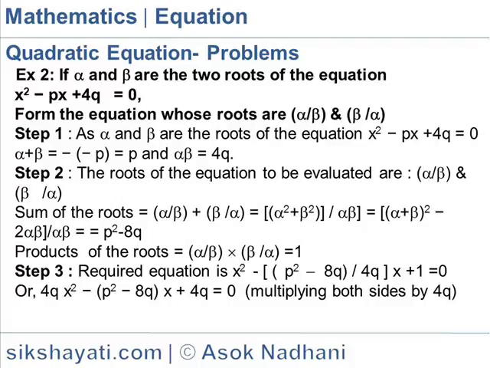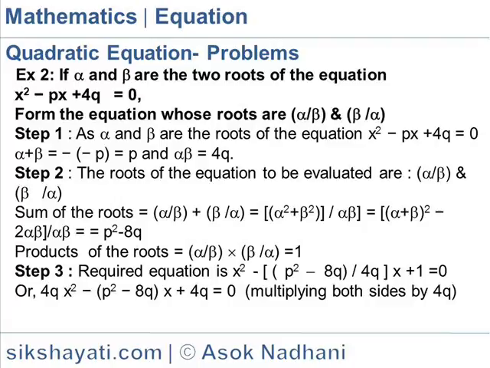Sum of the roots, alpha by beta plus beta by alpha, is equal to alpha square plus beta square by alpha beta, which is equal to alpha plus beta whole square minus 2 alpha beta divided by alpha beta, which is equal to p square minus 8q by 4q. Product of the roots is alpha by beta into beta by alpha is equal to 1.